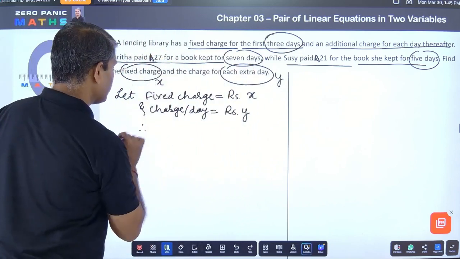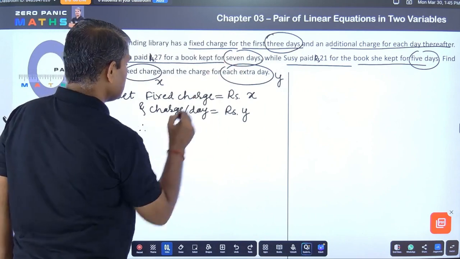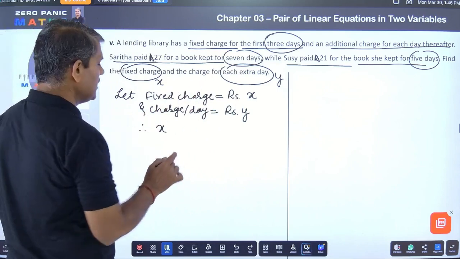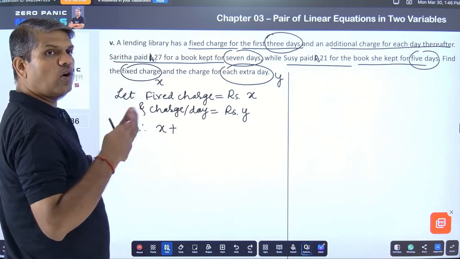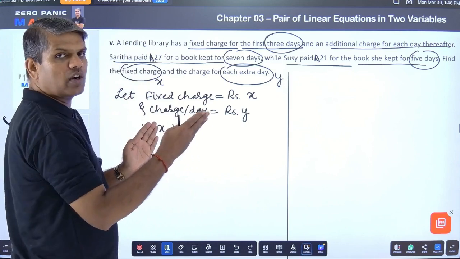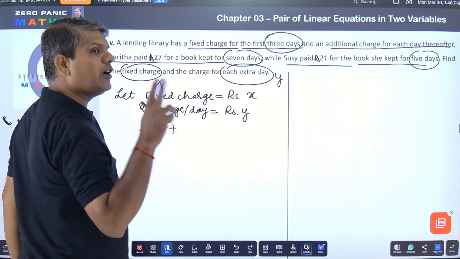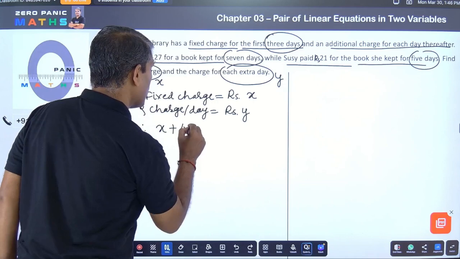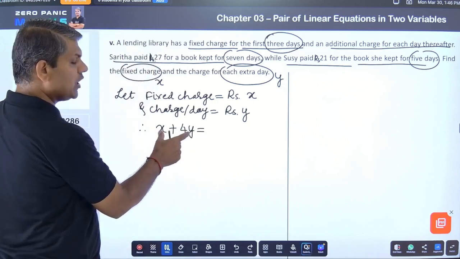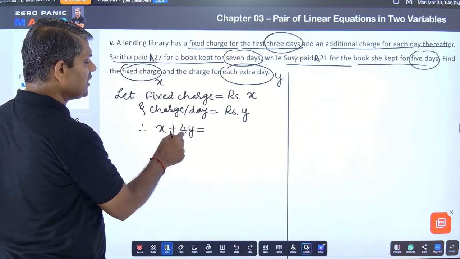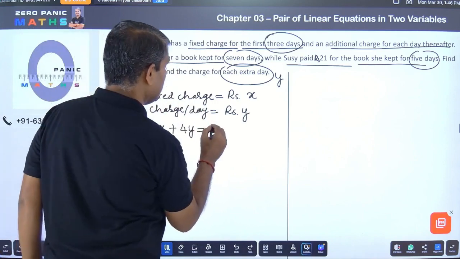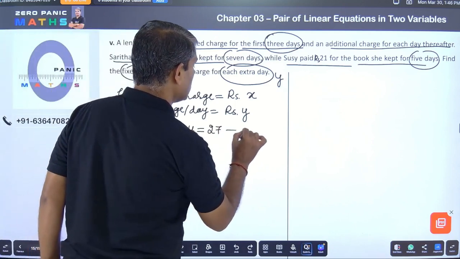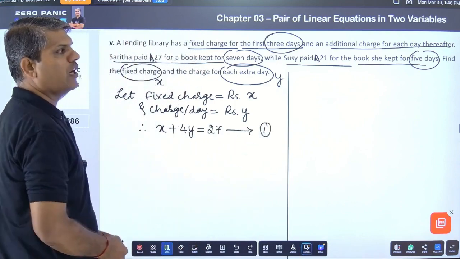So therefore, out of 7 days, I will consider 3 days as x only, because that is the fixed charge. And plus what is the remaining days? 3 plus 4 is 7, right? The remaining days is 4, and those 4 days will be charged on a per day basis. So x plus 4y, if she has kept it for 7 days, it is 3 days fixed charge and 4 days per day charge, which will give me 27 rupees. So x plus 4y is equal to 27 is my equation 1.